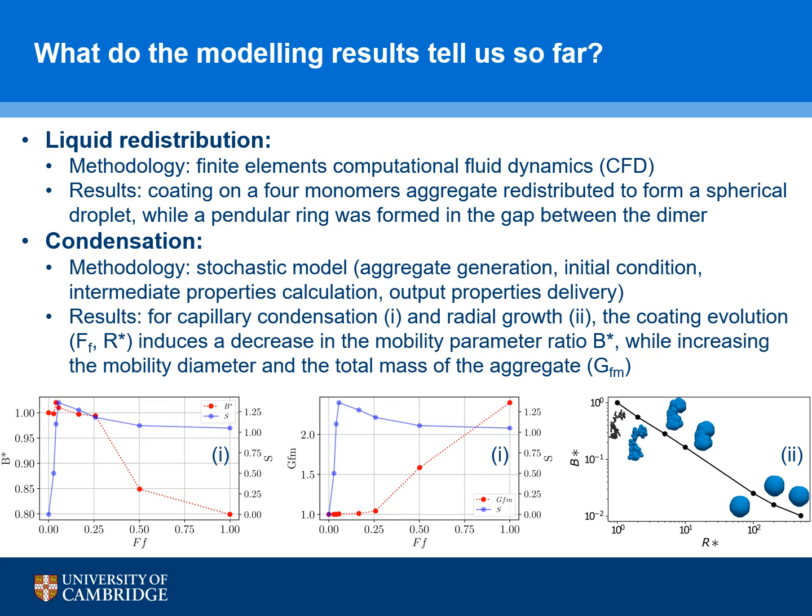The results show that the coating process significantly affects the dynamics of an aggregate. For both limiting cases of condensation, the mobility parameter ratio dropped during coating. For capillary condensation, there is a plateau before the rapid decline, whereas a linear dependency in the log-log space is observed for the radial growth. The growth factor by mass is increasing slowly for the first quarter of the infraction and drastically afterwards.